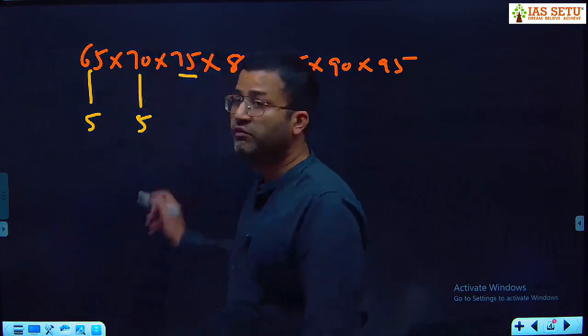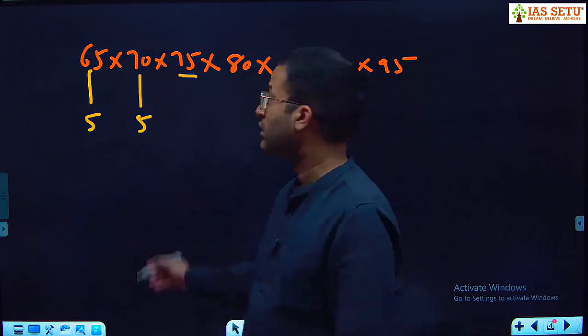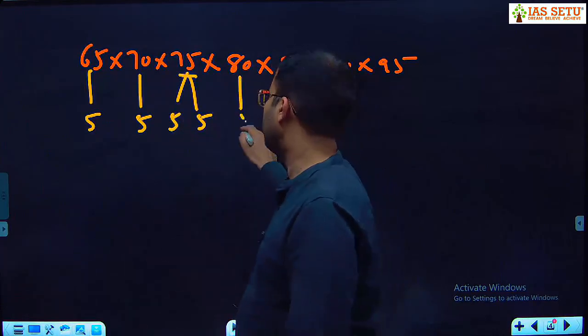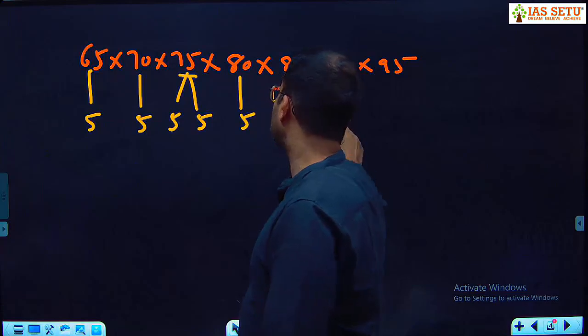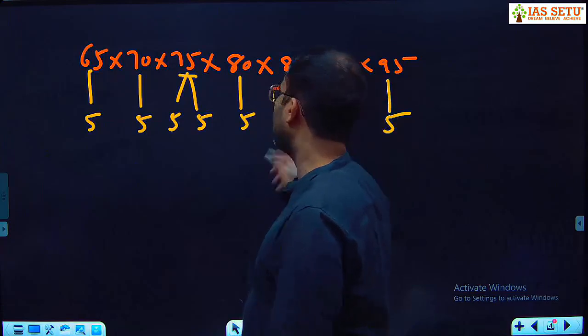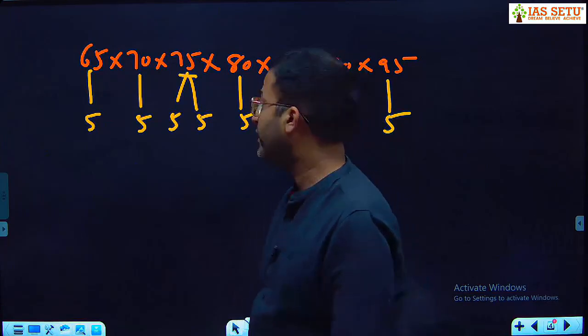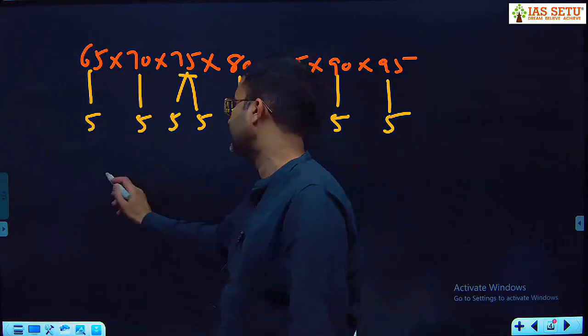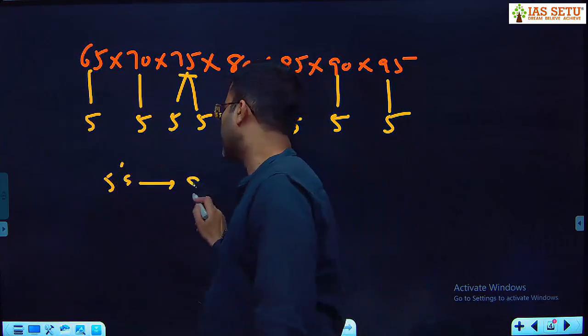So 75 is a multiple of 25, so that's why there are two 5s. 80, there is one 5. 85, there is one 5. 90, there is one 5. 95, there is one 5. How many total 5s are there? 1, 2, 3, 4, 5, 6, 7, 8. Number of 5s we have is 8.